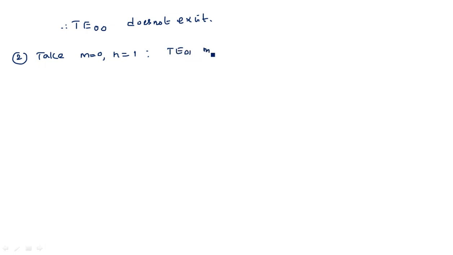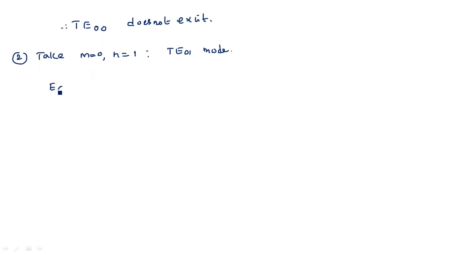So, TE 0,0 does not exist. Now, second case, take m equal to 0, n equal to 1. Then let us see the mode name: TE 0,1 mode. TE m, n, so m first, n next.